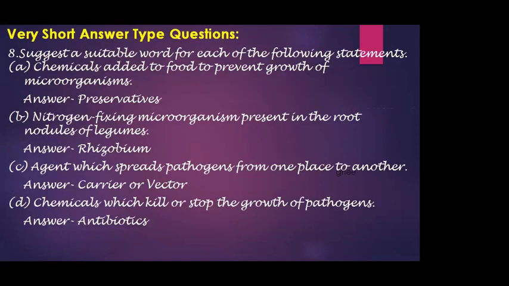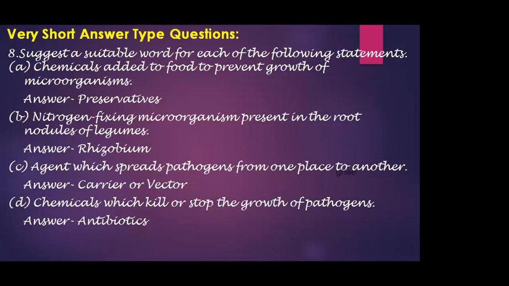Now come to very short answer type questions. Suggest a suitable word for each of the following statements. The first one is chemicals added to food to prevent growth of microorganisms. The answer is preservatives. Preservatives are the chemicals added in food. They prevent microbial infection without altering the taste or appearance.